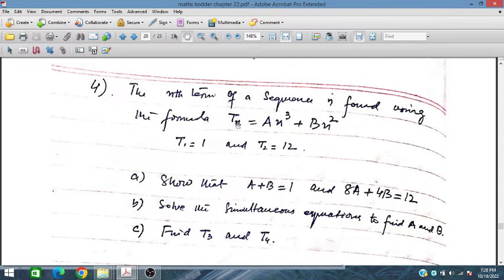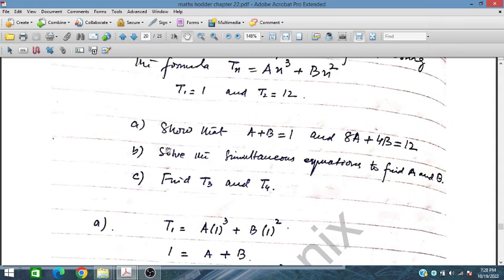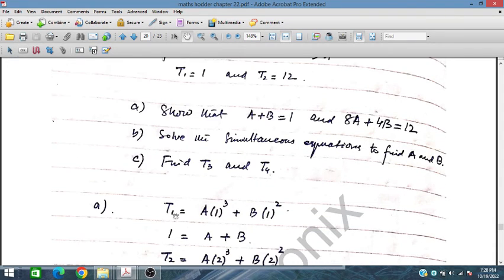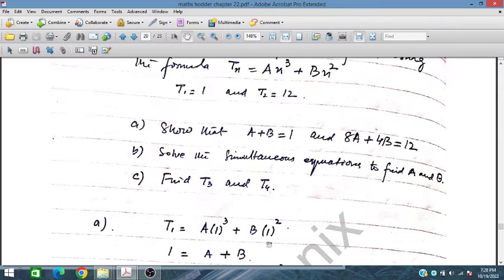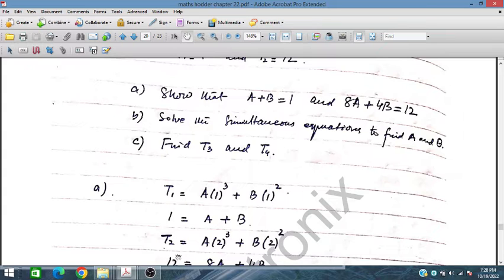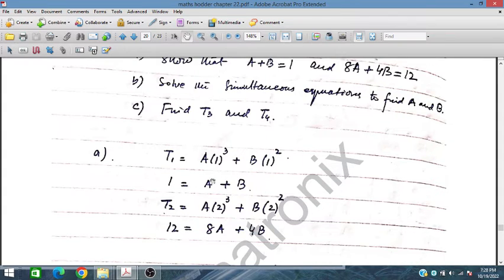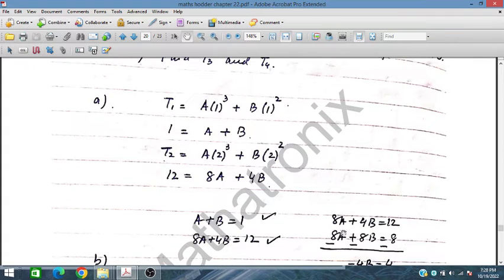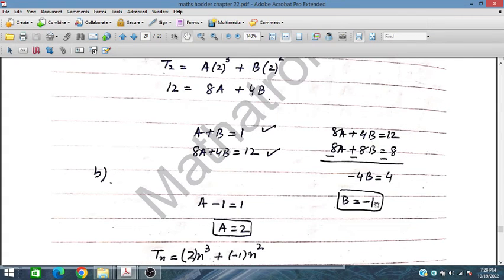So this is 2. T2 is 12 in this example, and for the second part, we solve to find a and b. From this, t1 is equal to a, which is 1, so this is 1 here. For a plus b, this is t2, which is 12, so this is 12 here. So we have this equation and we have another equation. We solve them simultaneously to get the values of a and b. So a is this and b is this.